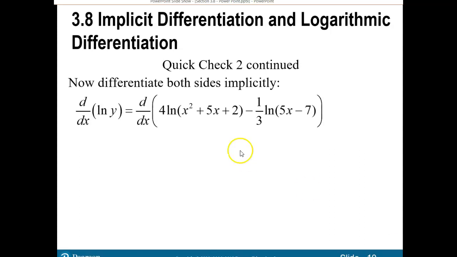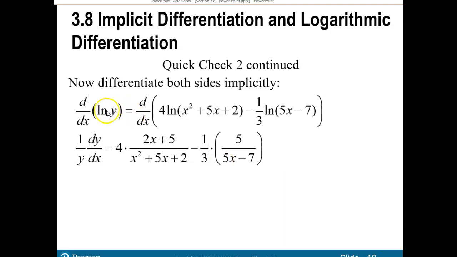Now we're going to differentiate implicitly. So we're going to take the derivative with respect to x of both sides. So this left side, again, is going to be 1 over y, but because it's y, it's dy dx. It's the implicit process, equals. The 4 stays. Again, the log derivative is 1 over the inside function, and then the numerator is the derivative of what's on the inside, 2x plus 5. Same thing here, minus the 1/3 stays, 1 over 5x minus 7 times the derivative of the 5x minus 7, which is just 5.